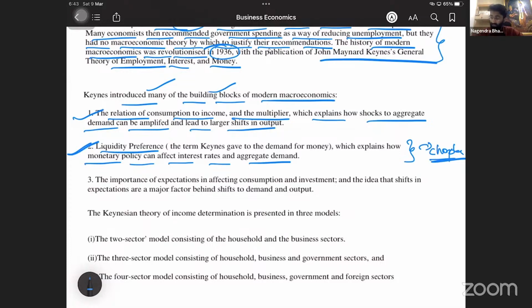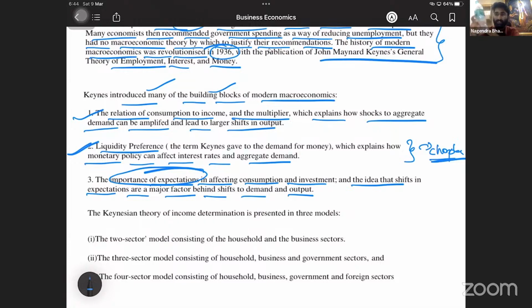That is liquidity preference. The importance of expectation in affecting consumption and investment, and the idea that shifts in expectation are a major factor behind shifts in demand and output. Listen, the importance of expectation. If I expect that in future there will be more demand for the goods, if I expect that in future there is an increase in the price, these two items will change the investment policy.